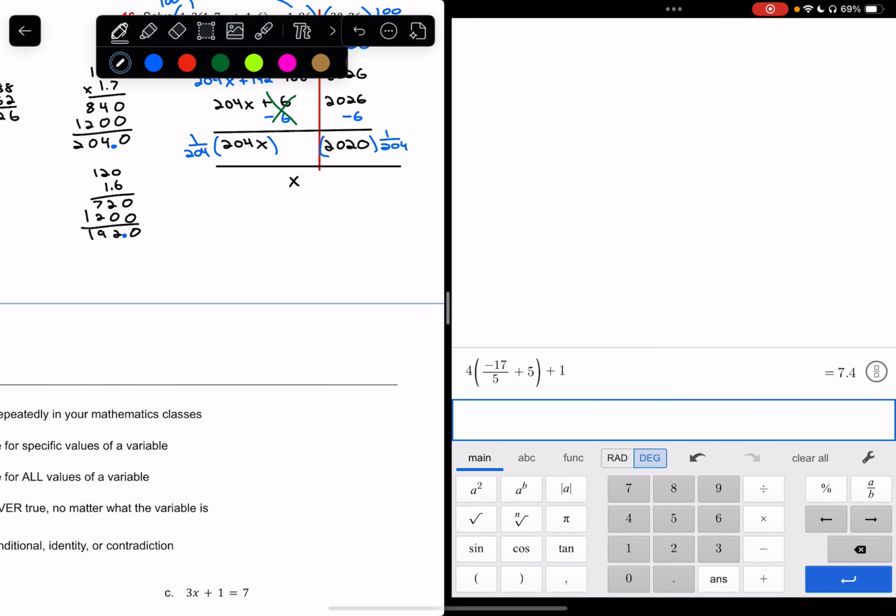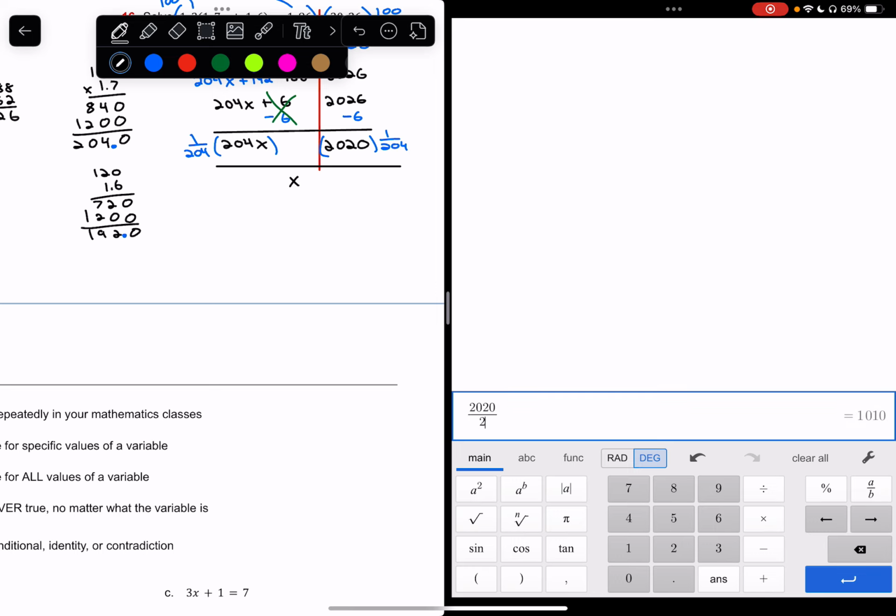But I'm going to go ahead and pull out my calculator, type in 2020 divided by 204, and that's going to give me 505 over 51. So the reason that it did not look like it was going to divide cleanly is because it doesn't divide cleanly, right? We end up just reducing a fraction to be 505 over 51, which is the same thing as 9.9.